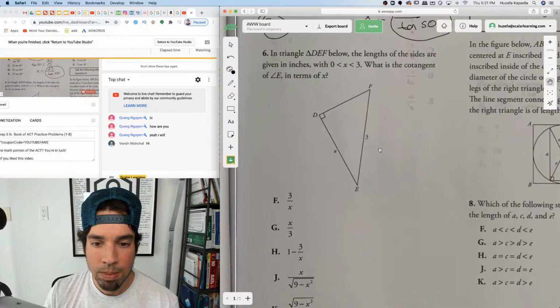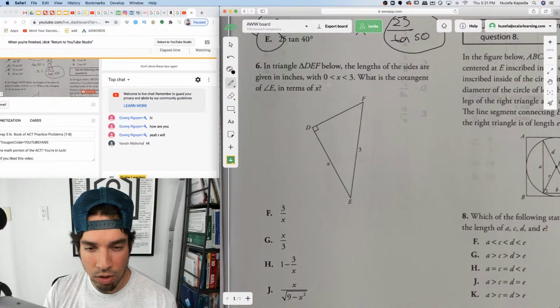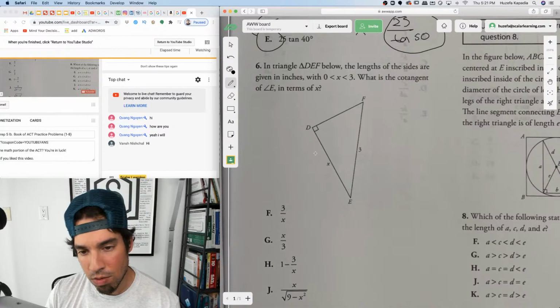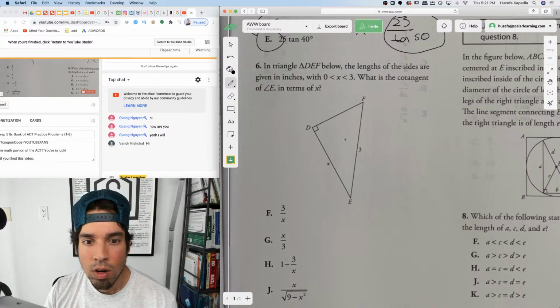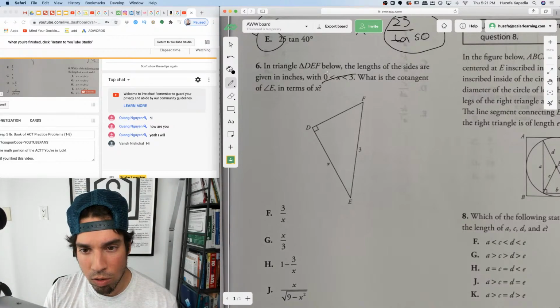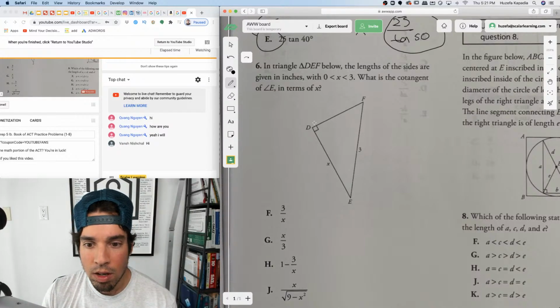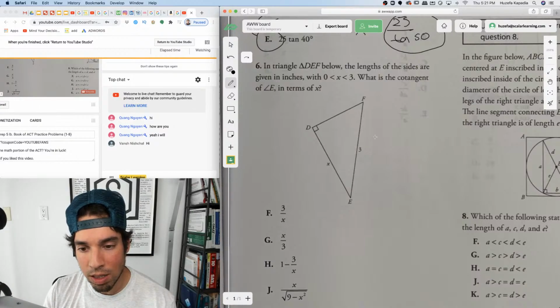All right. Number 6. In triangle DEF below, the lengths of the sides are given in inches with x between 0 and 3. Great. So that's the hypotenuse. What is cotangent of E in terms of x? First of all, this inequality is just making sure we don't get some crazy answer that's not possible. So I can use the Pythagorean theorem because I want to figure out what this is. Remember, it's this squared plus this squared equals this squared.